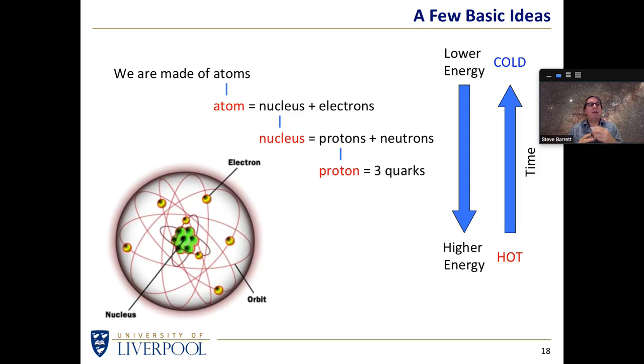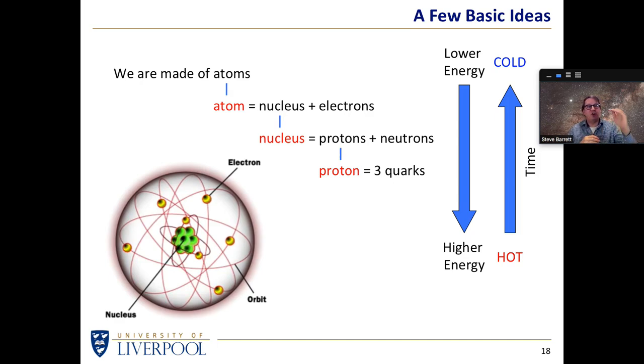And similarly, at that point it'll be too hot for atoms to form, because there'll be so much energy around. If you try and put a nucleus and electrons together, there'll be so much energy the atom will simply tear itself apart. But eventually there will come a time when the universe is cold enough for atoms to form. So that's what I mean by the universe is built from the bottom up.